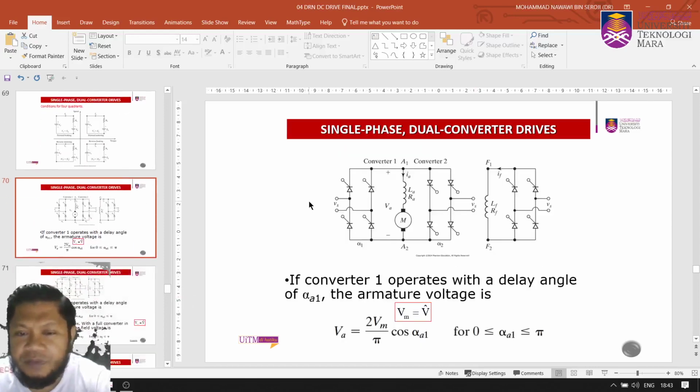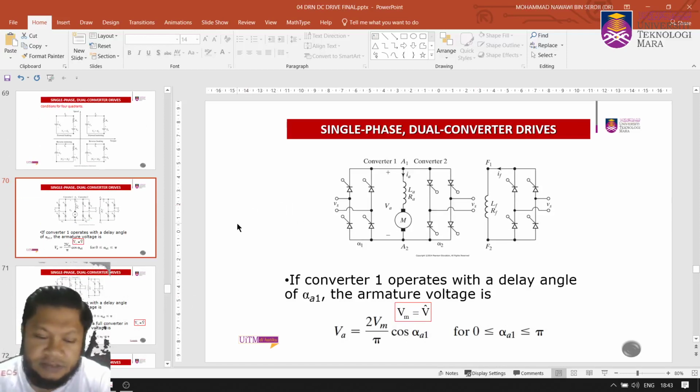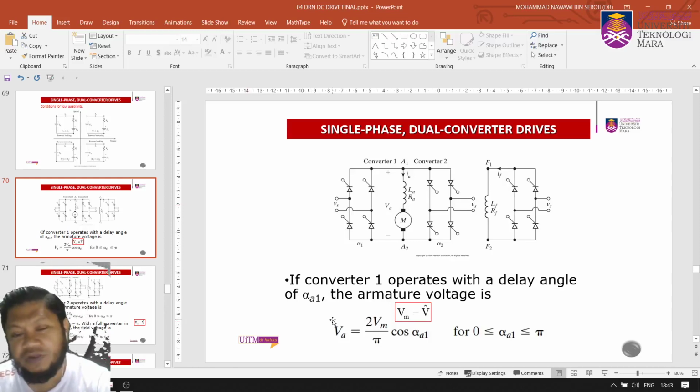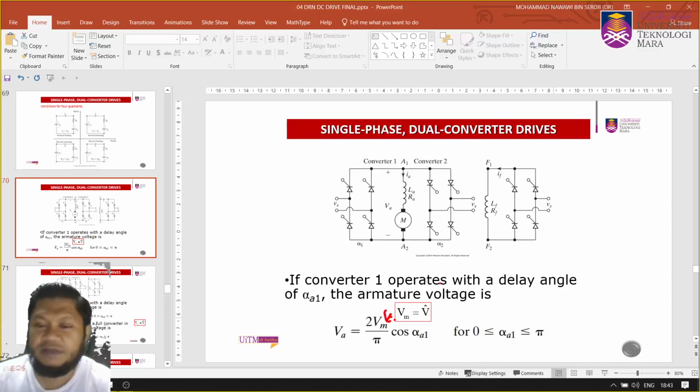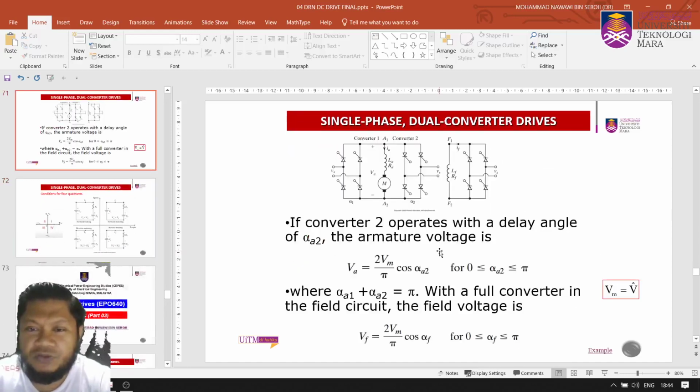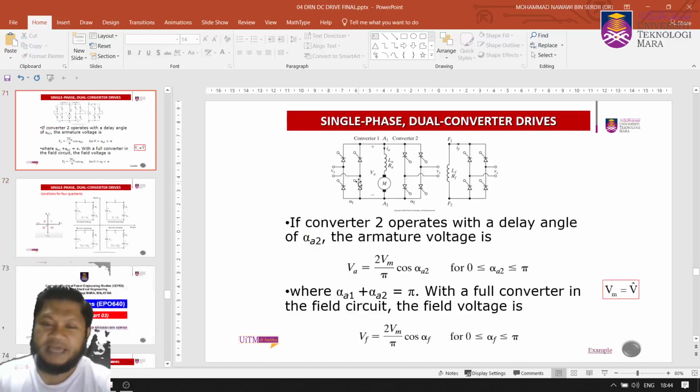Go further. If converter 1 operates with a delay angle of alpha 1, then the armature voltage is, from the previous continuous current mode operation, VA equals 2 V peak over pi cos alpha 1, and alpha can only be from 0 to pi. VM is also known as V peak here. You can put it as V with a hat, V peak, right? And next, converter 2. If converter 2 operates with a delay angle of alpha 1, the armature voltage will be constant.